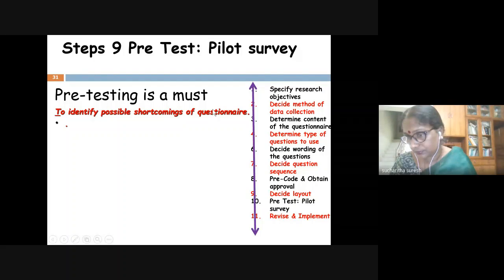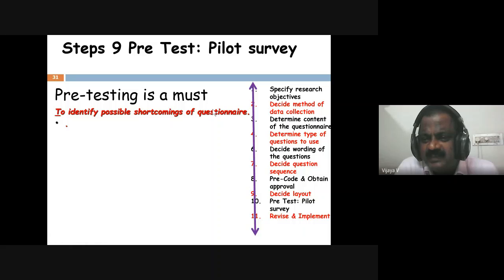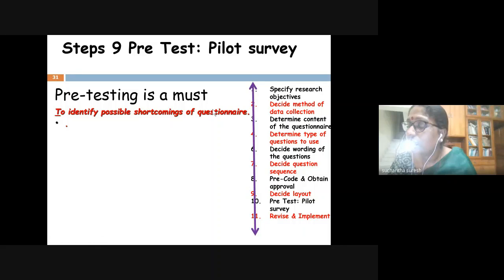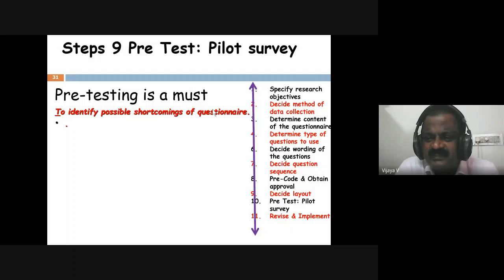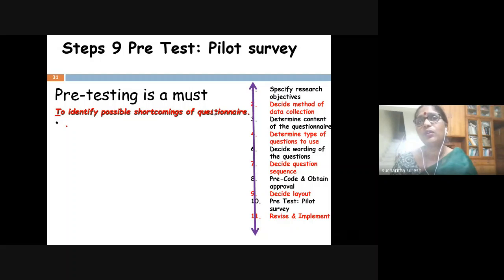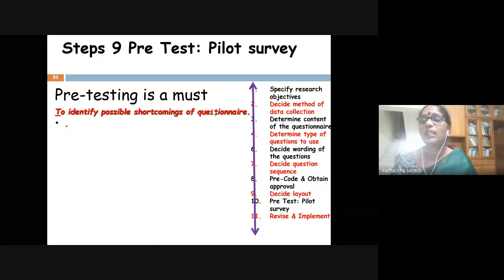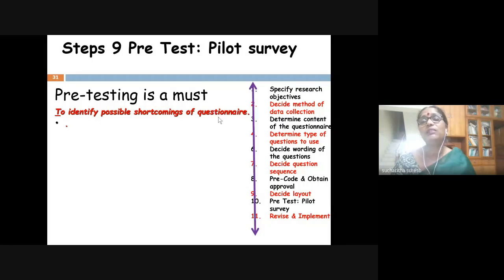Madam, there is one question in the chat box from Shailaja NR. Madam, how to analyze multiple answer questions? Yes, you can analyze. I'll tell you tomorrow when we are handling SPSS. The only thing is that while coding, while preparing the master chart, you have to prepare it properly. That's all. You can analyze that easily.